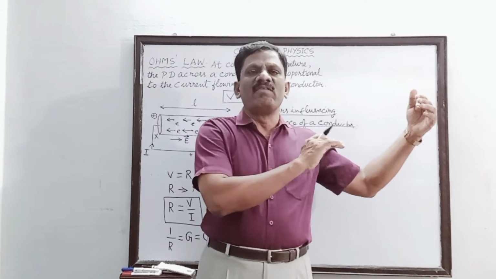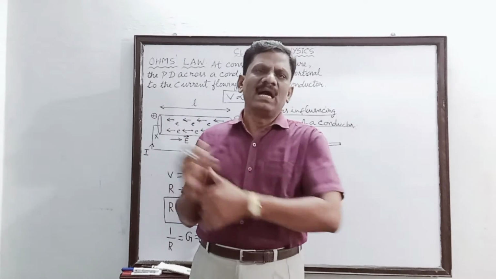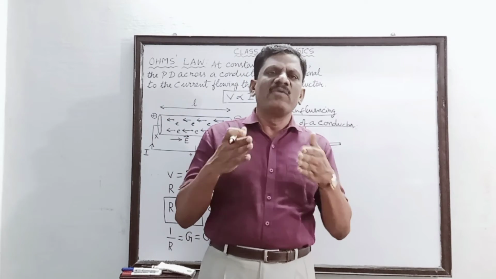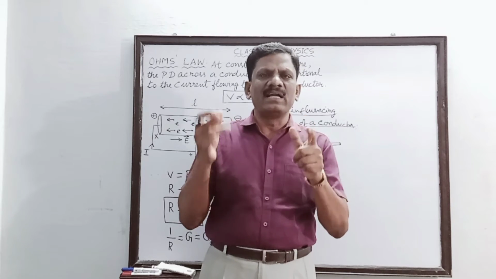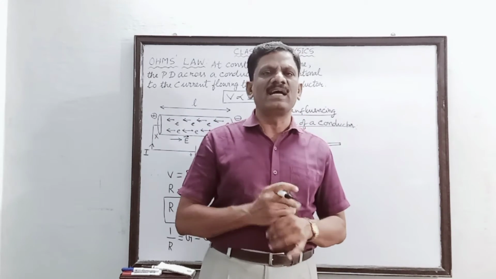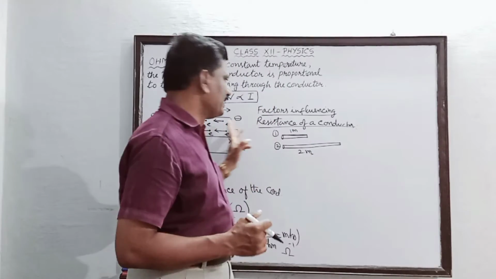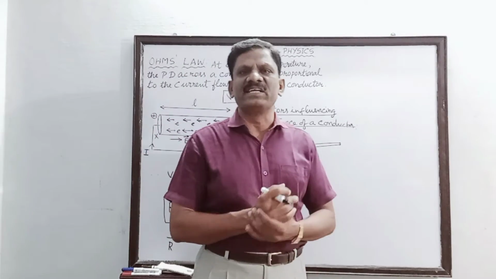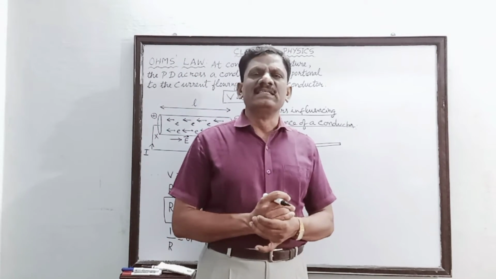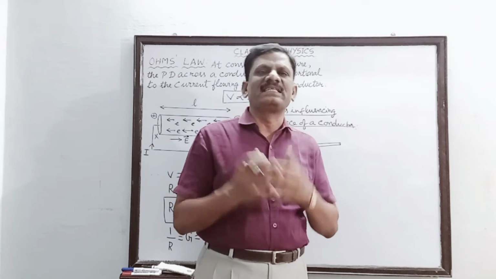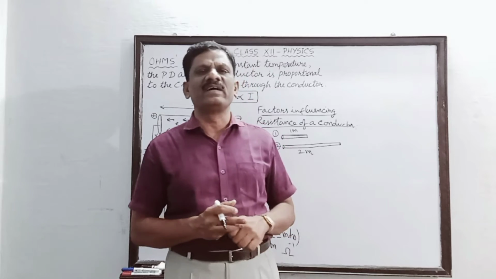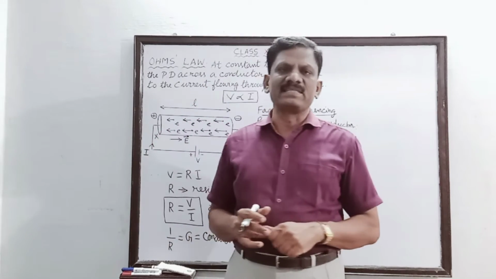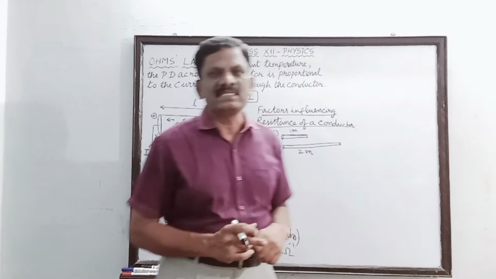It is due to the flow of free electrons from one end to the other end. And on the way, these free electrons will have frequent and random collisions with the ions of the crystal or ions of the conducting wire. As a result, their flow will be obstructed to some extent.